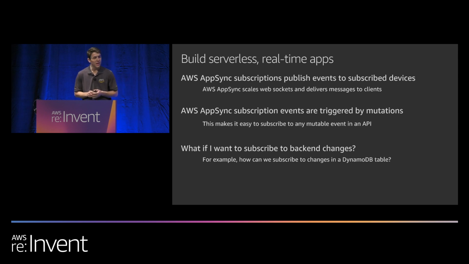Another thing about AppSync that Nare mentioned is that AppSync subscription events are triggered by AppSync mutations. That's a design that was put in place to make it really easy for customers to subscribe to any mutable API change. This is really useful for traditional applications that are doing most of their interactions through their primary API. Say you've got a chat application where one application is subscribing to a chat room, and then another application or another person in the same application is writing messages.